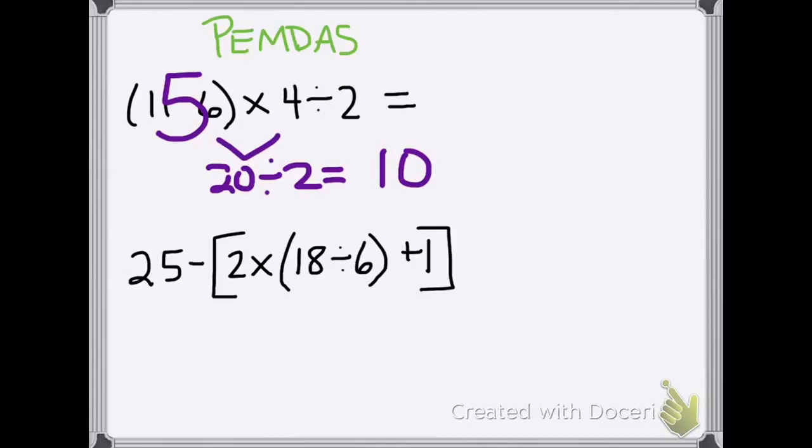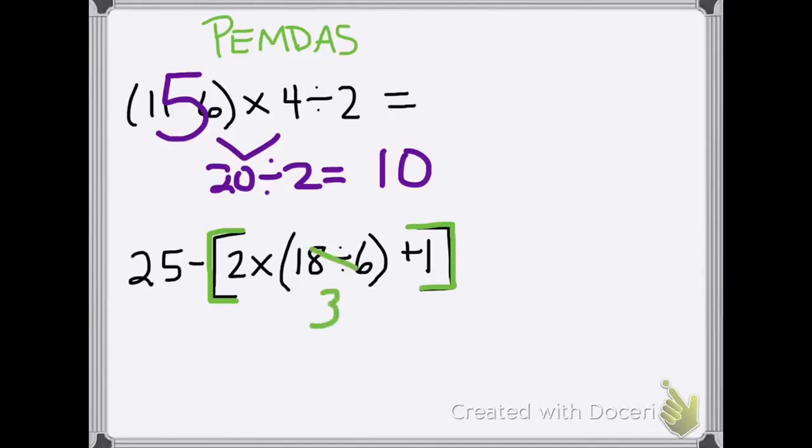Now sometimes the problem can get more complicated, such as our second one. If you notice, we have these, which are brackets. They work the same way as parentheses. So inside our brackets, we have more parentheses, so that is where we must begin. 18 divided by 6 will give us 3.